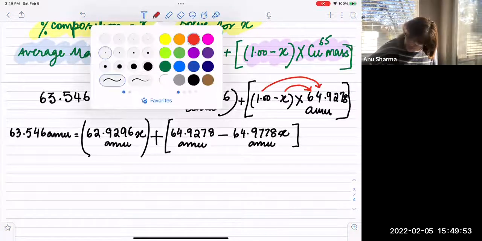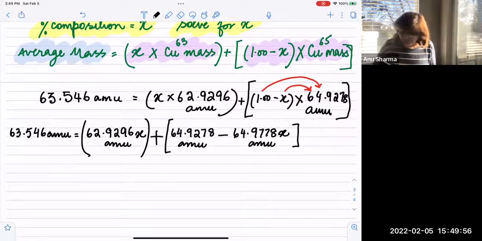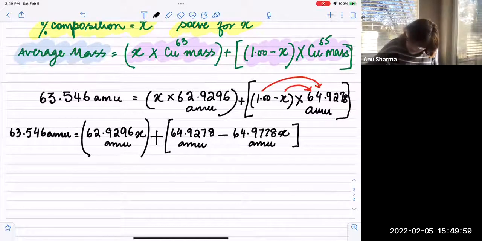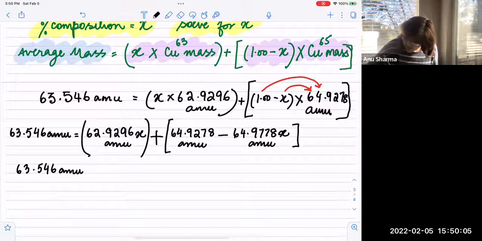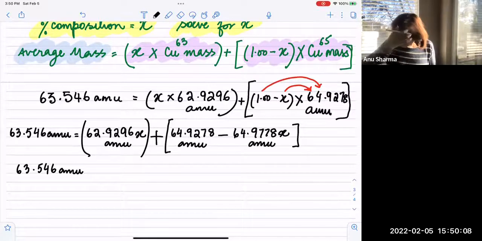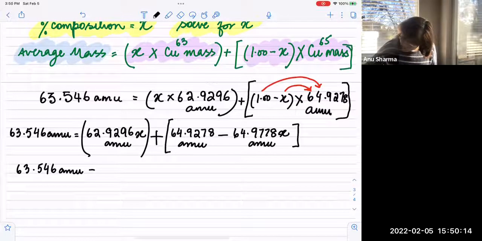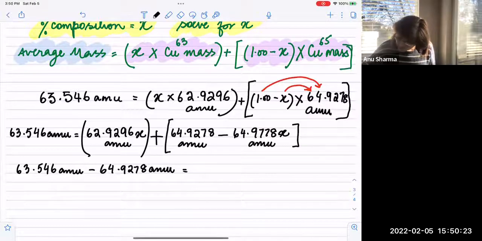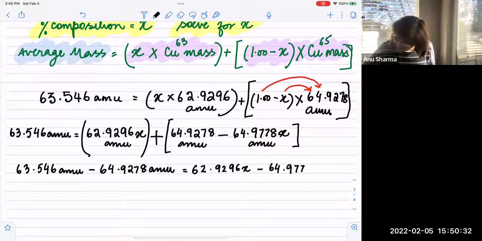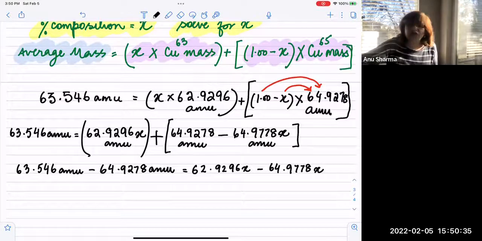Next, you will bring all the like terms on one side and the unlike on the other side. So you have now 63.546 atomic mass units, and the plus becomes minus 64.9278 atomic mass units, equal to 62.9296X minus 64.9278X. Okay, let's solve this.